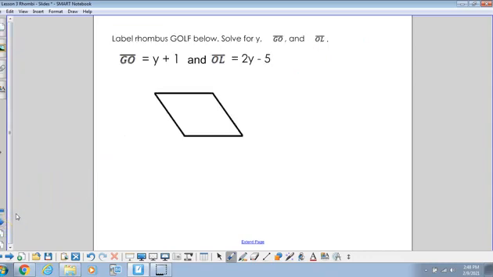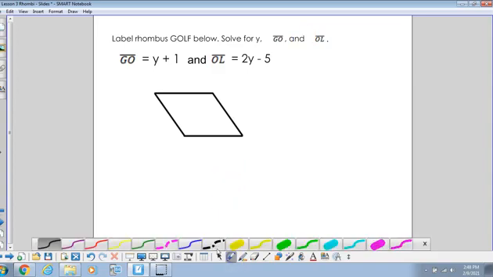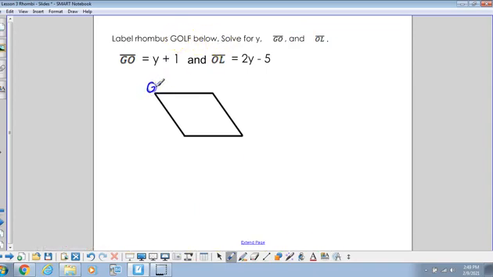Okay. Now for our last two problems, these aren't labeled for us. It says label rhombus GOLF below. Solve for y, GO, and OL. So the only thing you need to know about labeling is that you can start wherever you want to, but you have to go in order. So you could put this first corner G wherever you want to. I'm going to put it right up here on my upper left, because then O, L, F. Again, it doesn't matter, you can go clockwise or counterclockwise. You can start at any vertex, but you do have to go in that order.